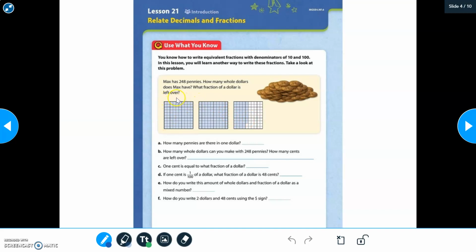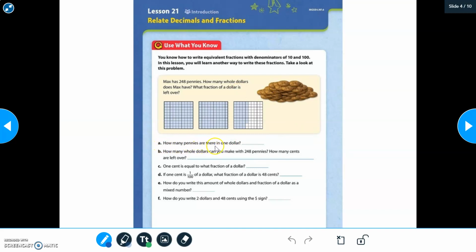And the reason we call it a hundredths grid is because this square is partitioned into 100 equal parts. You have 10 squares going down in each column, and then each row has 10. So if you add all of them up, it's going to equal 100. That's why it's called a hundredths grid. So we're using visual models to help us write fractions and decimals. Let's look at A.